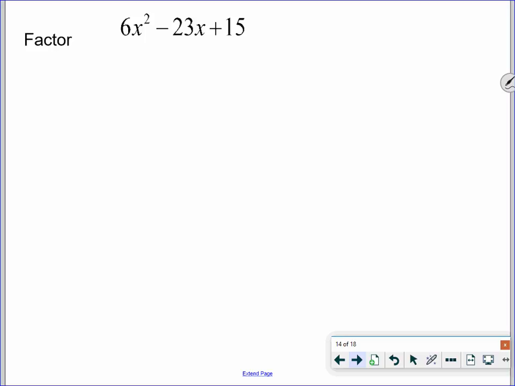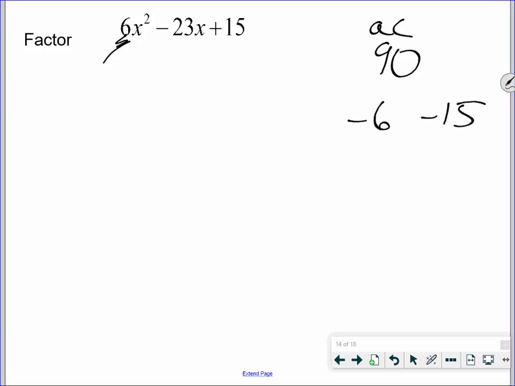Okay, now we're getting into it. No greatest common factor here, so we're going to have to go a times c, because a is not 1, and we'll get 90. So the question is, what two numbers multiply together to give me 90 that add up to 15? Now you can write out all the factor pairs if you want, but I'm going to go ahead and jump ahead and tell you that they're -6 and -15.